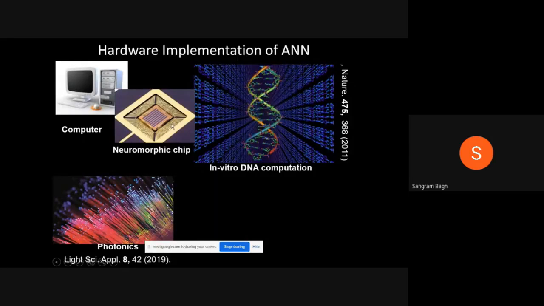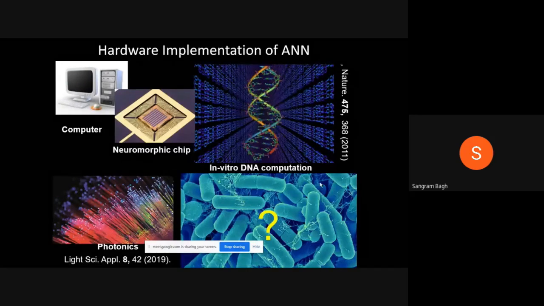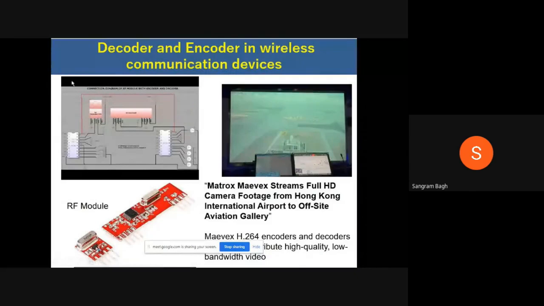So people have developed a lot of inorganic material-based chips. People also do the ANN through photonics. And people showed that it can be done with in vitro DNA computation, meaning in a test tube, just by giving DNA into it. What my lab is interested in, the question we ask, is can you make a bacterium an artificial neuron, and then a population of the bacteria can work as an artificial neural network made by these bacteria. And to do that, we chose a decoder and encoder.